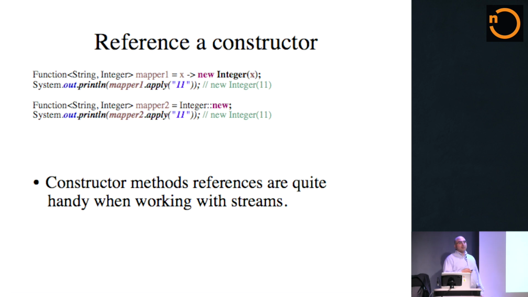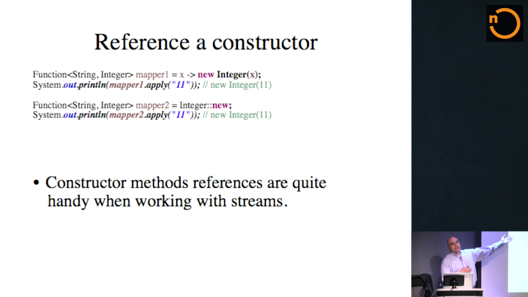So what about a constructor? What if you want to reference a constructor? For example, let's say you end up writing a function here. We're now using a different interface. It's a function that takes a string and returns an integer. And what we're going to do is say x arrow new Integer, just pass a string to new Integer, and that should work. Then we can call mapper1.apply, pass 11, and it's going to return us an Integer object of 11.